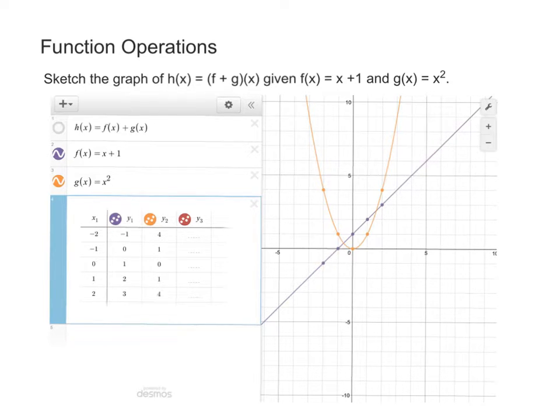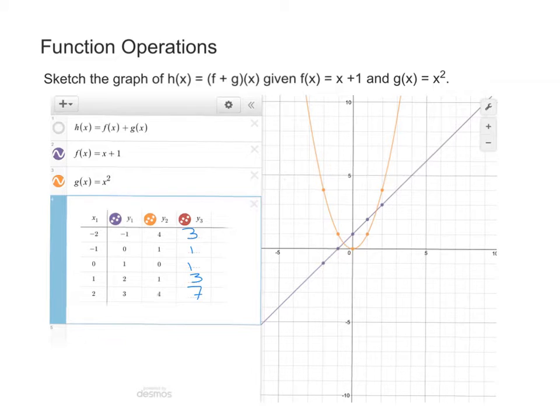So to find y3, which is what we're going to call h of x, all I need to do is add those values together. They might be kind of hard to see from where you are, but the first one we have -1 and 4. When I add those together, I'll get 3. And then I have 0 plus 1 is 1. 1 plus 0 is 1. 2 plus 1 is 3. And 3 plus 4 is 7. I get these values.